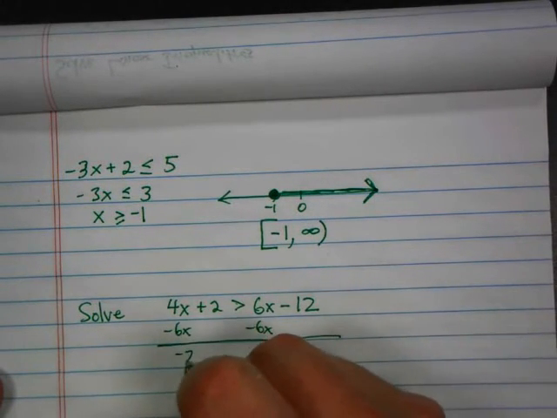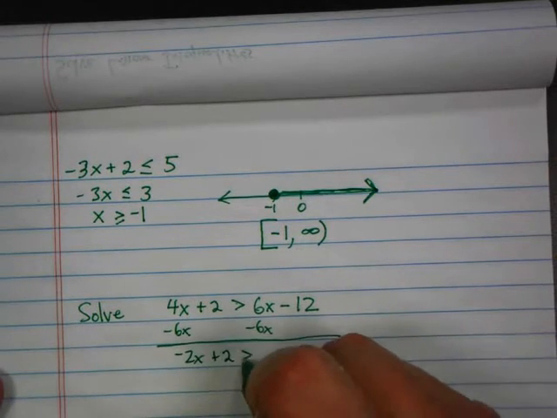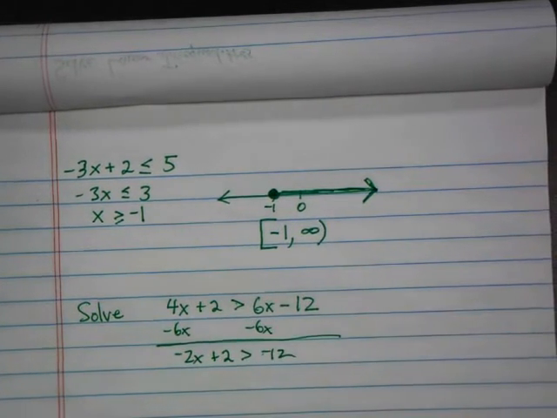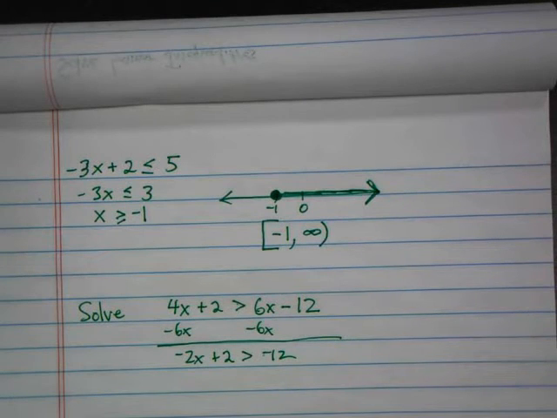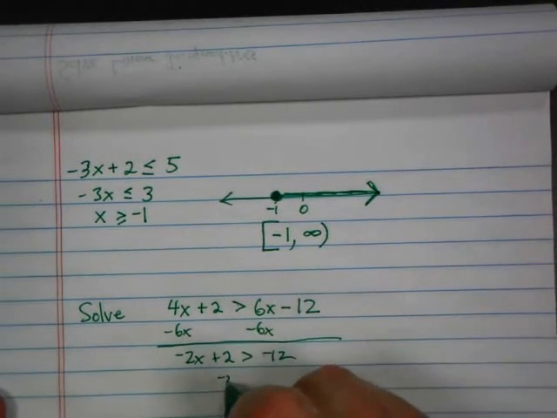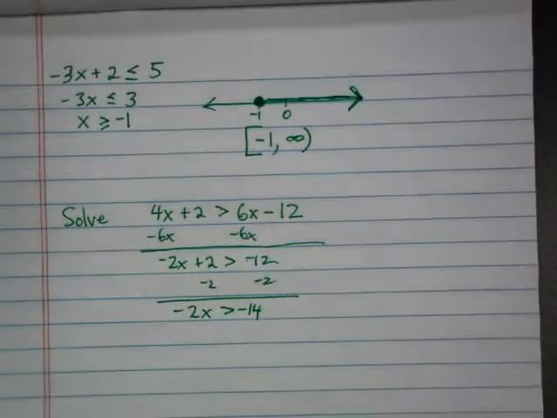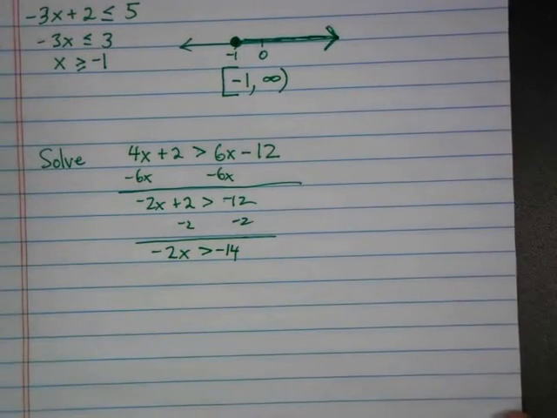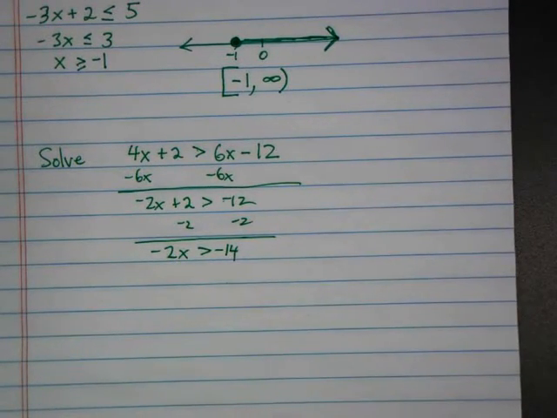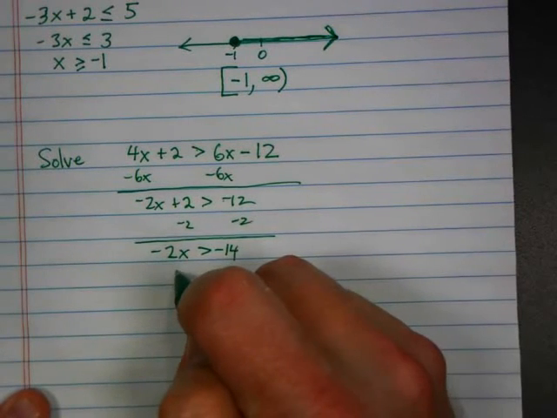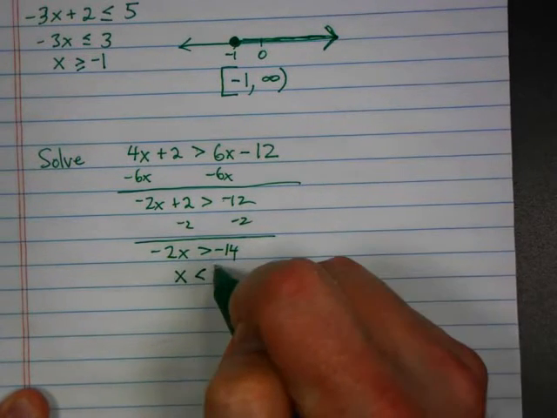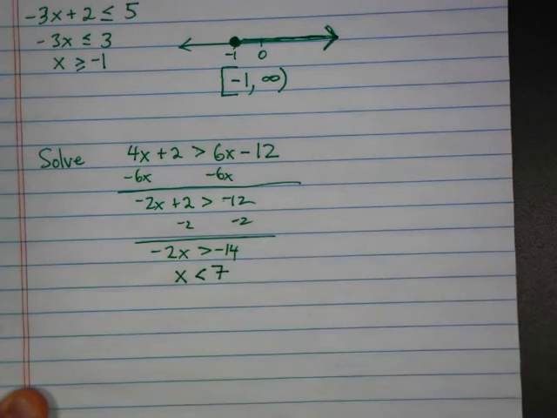That gives us minus 2x plus 2 greater than negative 12. Next step, subtract 2. So negative 2x greater than negative 14. And finally, divide by -2. And what do I have to do that's special when I divide by negative 2? Switcheroo. So x is less than 7.